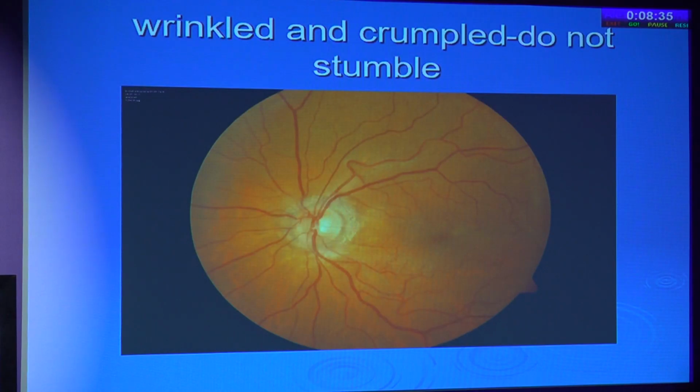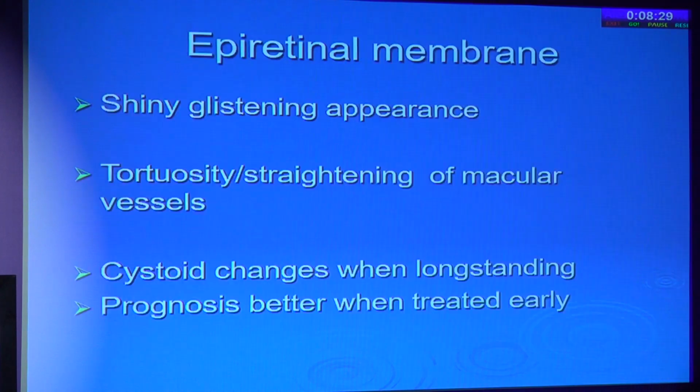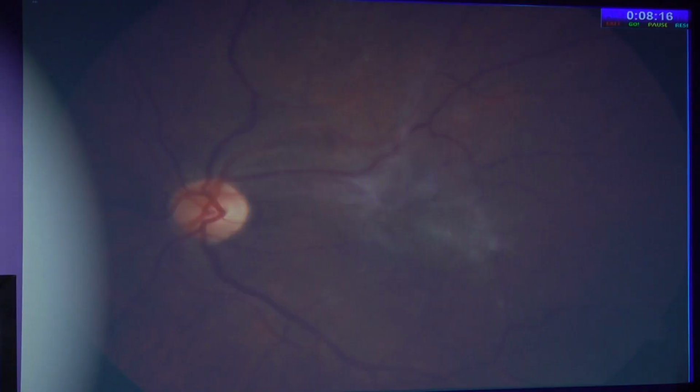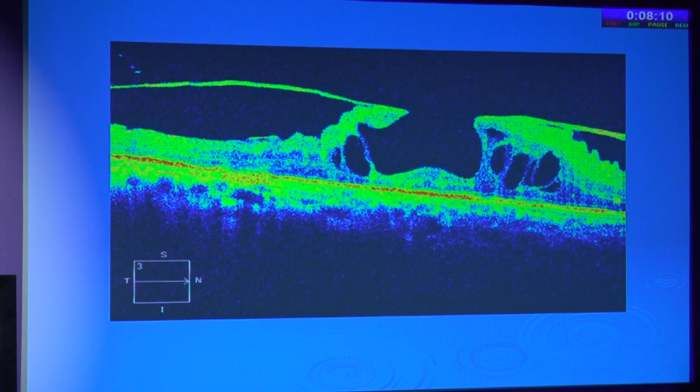If you find something wrinkling there, again, it will be very subtle, just a glistening that you see when you're examining the macula, and it is an epiretinal membrane, shiny glistening appearance. Sometimes tortuosity, sometimes straightening of the vessels can occur, depending on which direction the pull is. And long-standing, it can cause cystoid changes, and it is better when it is treated early. Of course, in this stage, it's very easy to recognize. But in the first picture, if you saw, it is more difficult to recognize.